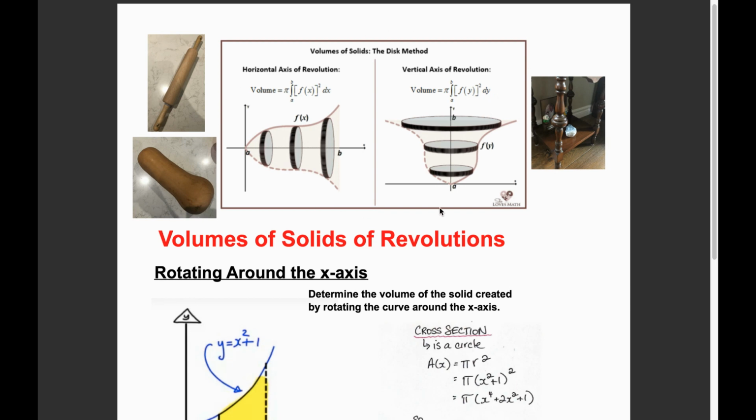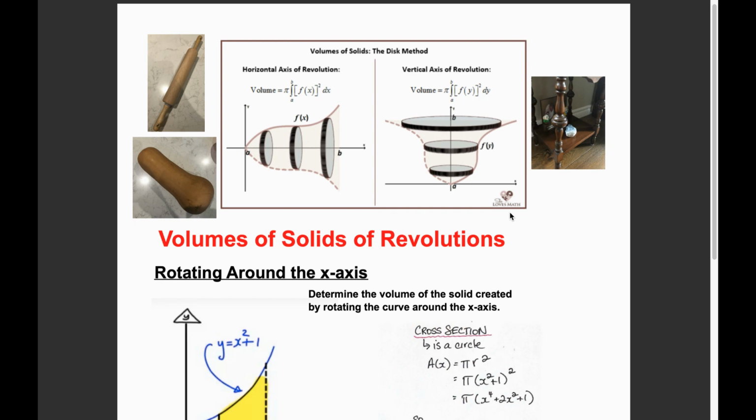So these are two formulas that we use when we find the volume around the two axes, the x-axis and the y-axis. And we use this to help us find the volumes of some strange shapes that when we cut the cross-section of them, we end up having circles.